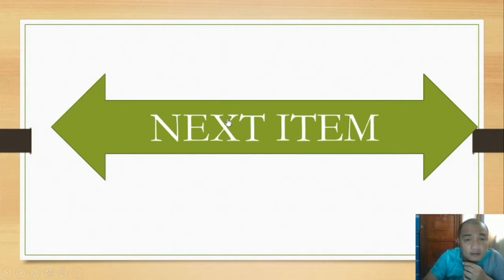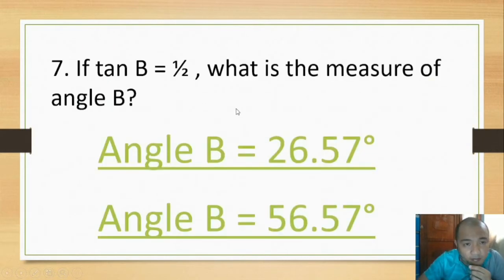You're great again. And number 7, tangent B is equal to 1/2. What is the measure of angle B? Again, use your calculator. Press shift tangent 1/2, or shift tan 0.5. The answer is what?